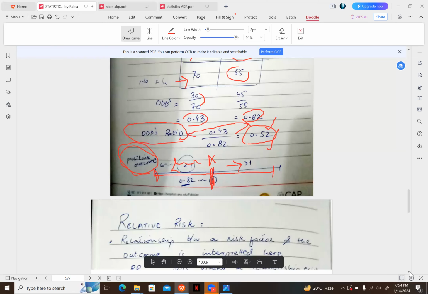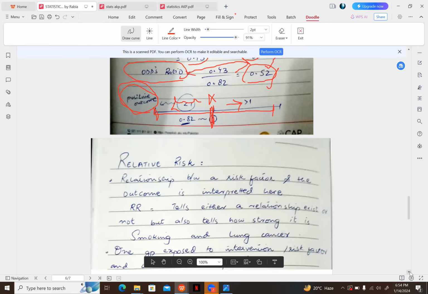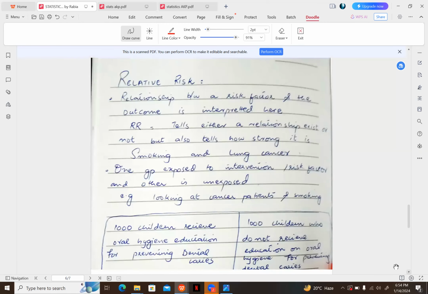Now coming towards the relative risk. Relative risk is also interpreted in the same way as the odds ratio, okay? But most of the time, it will be showing you a relationship between a risk factor and the outcome. Suppose a risk factor is smoking and the outcome is lung cancer. Just an example, okay?